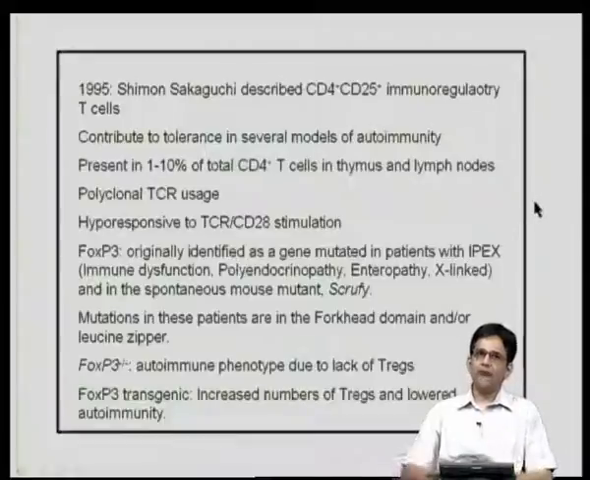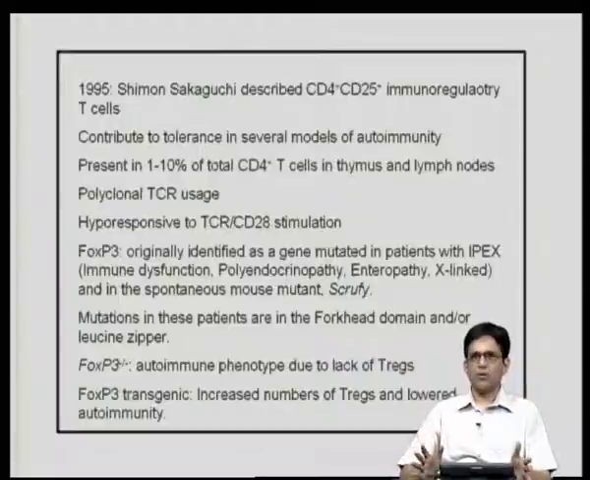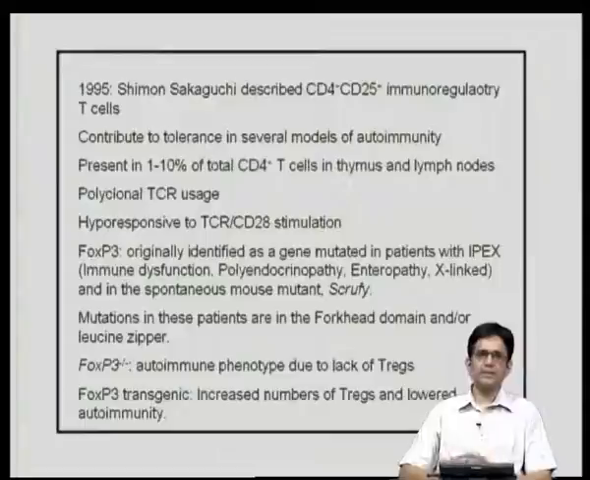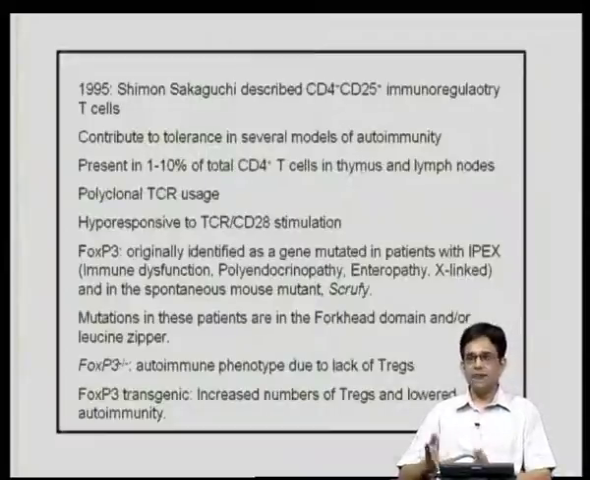These were discovered in 1995 by Sakaguchi and colleagues, and this is classic work where they identified a population that had immunoregulatory properties, primarily involved in suppression of autoreactive T cells. They defined the population by expression of CD4 and CD25. CD25 is the alpha chain of the IL-2 receptor.